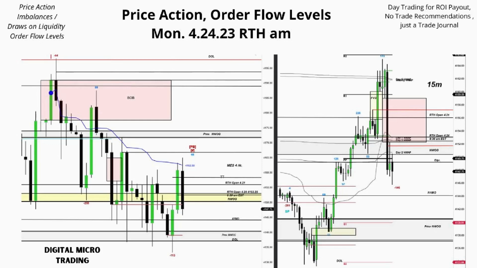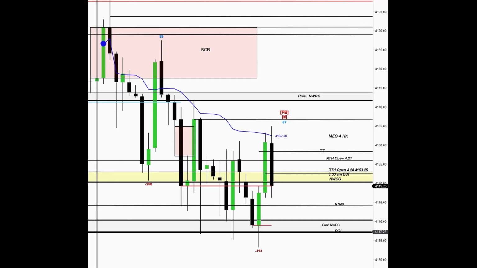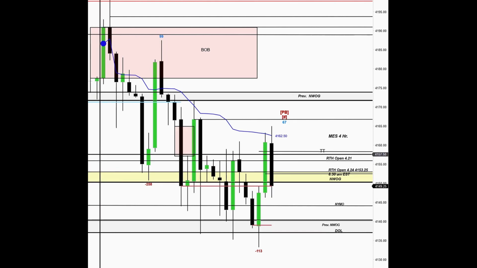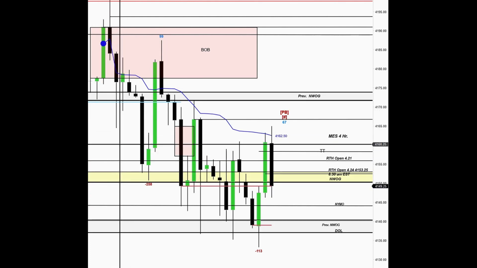Two charts, the 4-hour and the 15-minute. That's what's showing here. I'm going to break it down. So let's get right to it. 4-hour chart. Here we are, 11:06 Eastern Standard Time, and I've hung it up for the AM session for RTH Monday. And here's the breakdown on the 4-hour chart.